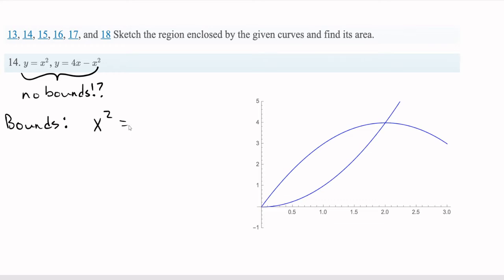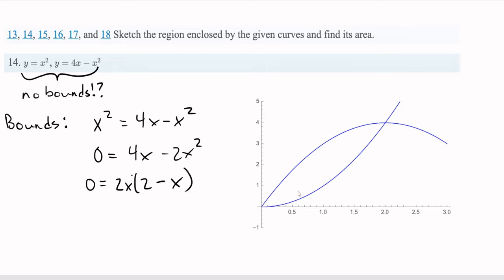X squared equals 4x minus x squared. I'll just move this over and I'll get 0 equals 4x minus 2x squared. I'm going to do a little factoring. Take a 2 out, take an x out. That'll leave a 2 here, minus x. So then x equals 0 and x equals 2 are going to be where these intersect. Okay, so we found our a and b.